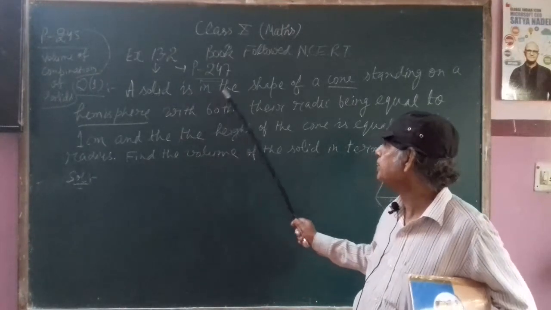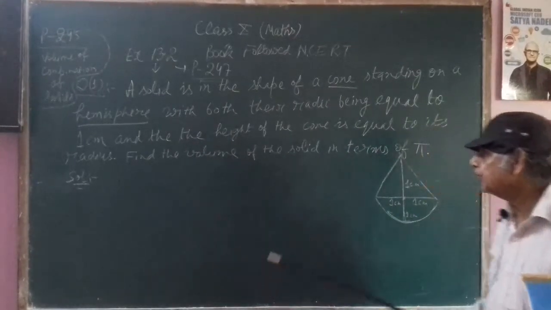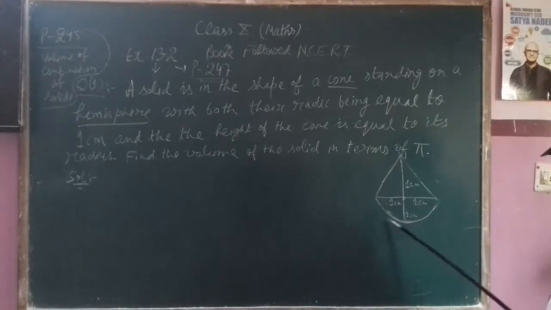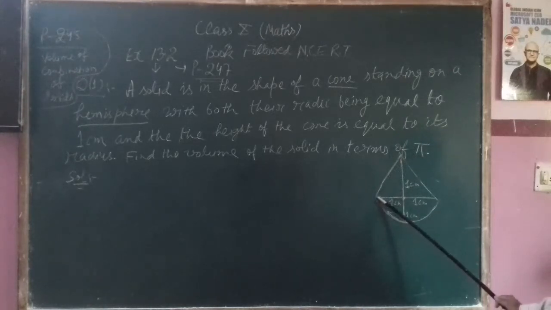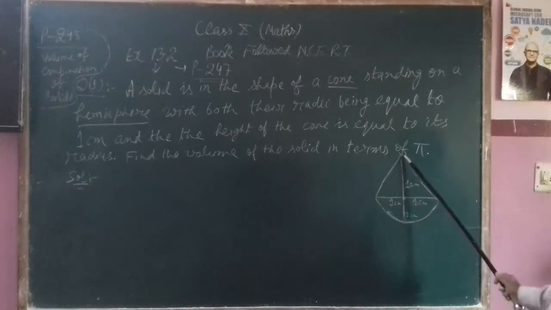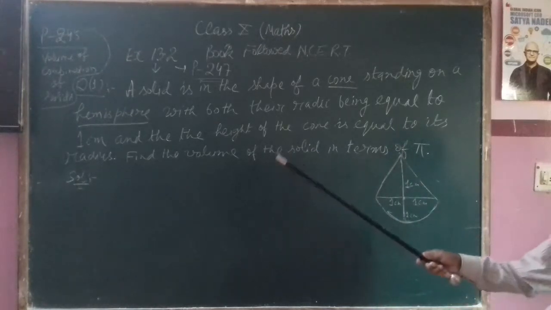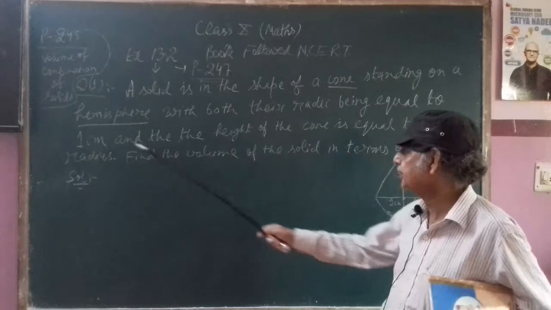A solid is in the shape of a cone standing on a hemisphere. See, there is a hemisphere at the bottom and a cone is standing on this hemisphere. The shape is like this. They have the same radius, the cone and the hemisphere. The common radius is 1 centimeter, and the height of the cone is also given as 1 centimeter.